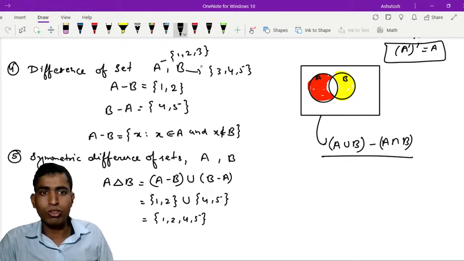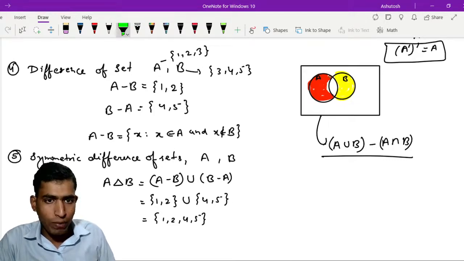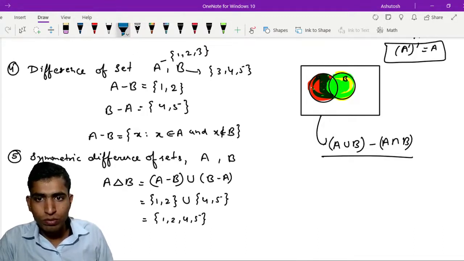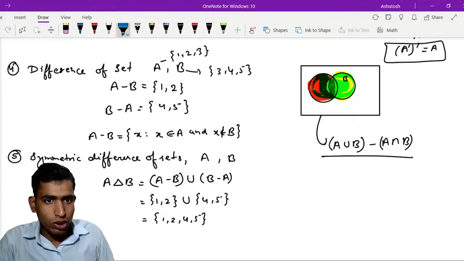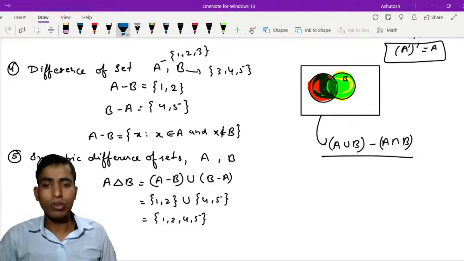Are you able to see that? What does A union B mean? A union B means the whole area which is present in A and B together. This whole area, and we want to remove the area which is common to both. So this region we want to remove, and we again get a similar situation to what we were doing here.